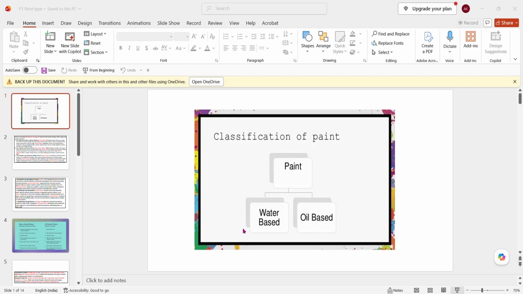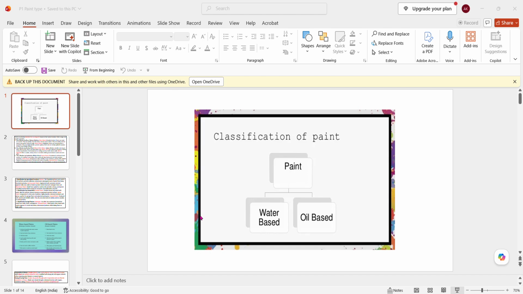Classification by age or texture. Distemper: normally in buildings we are using distemper, an older, less expensive formulation made from chalk, water, and pigment. Pigment means color. And texture paints are thick paints, often mixed with sand and gypsum to create decorative finishes. So as per texture, you can use either distemper or texture paint.